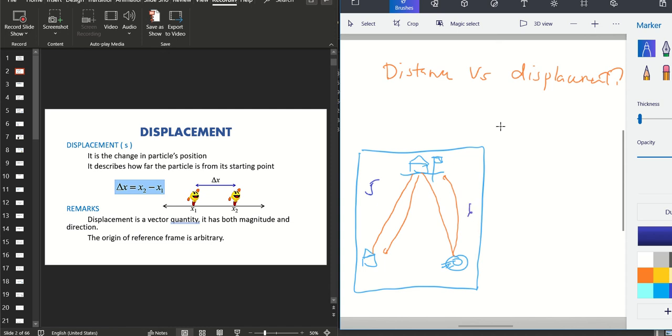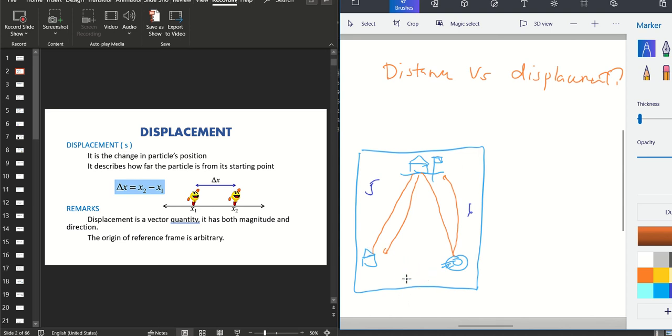All right, so distance is like this. Distance covers the total distance that you traveled. So it's going to be 5, plus 6, it's going to be 11, and then another 6, so it's going to be 17, another 5, that is 22. So you covered 22.